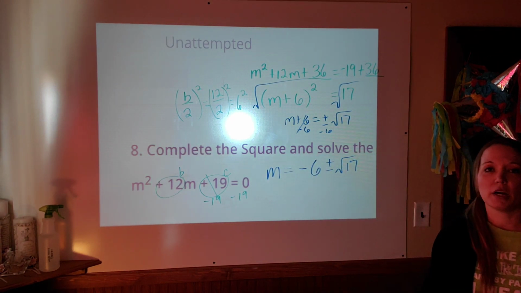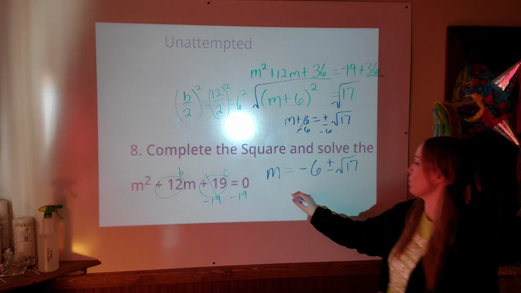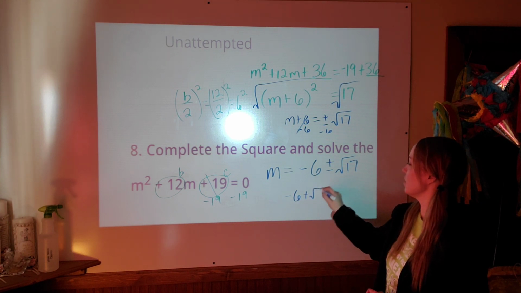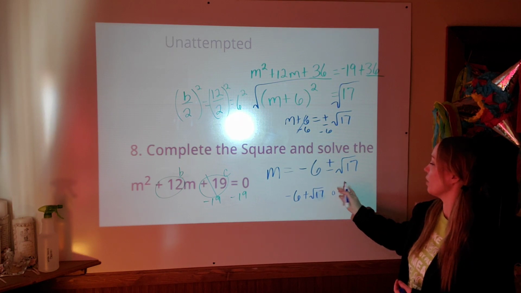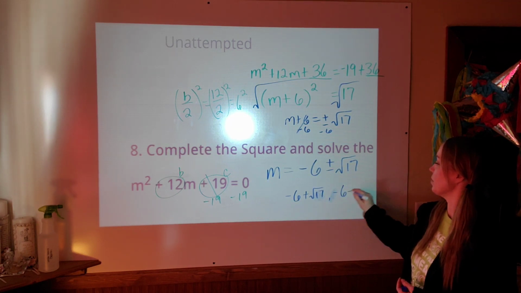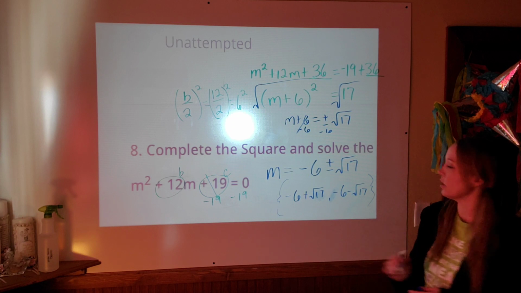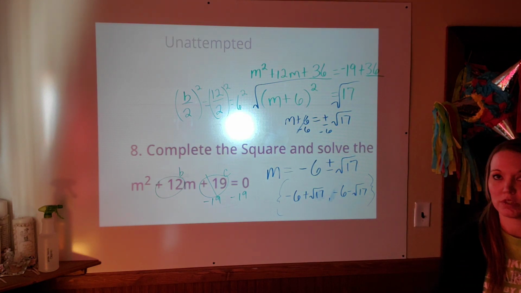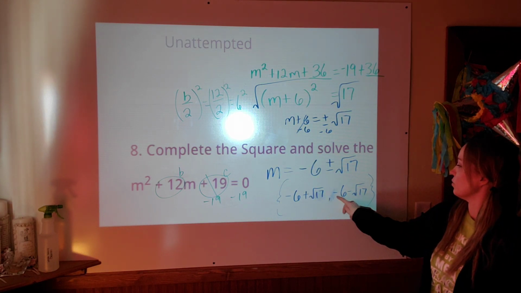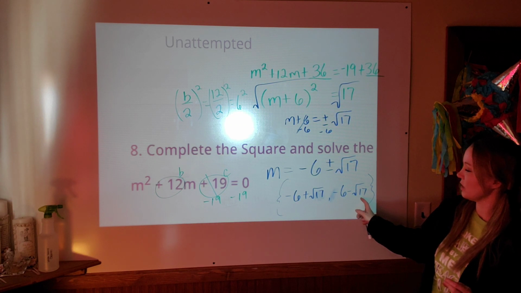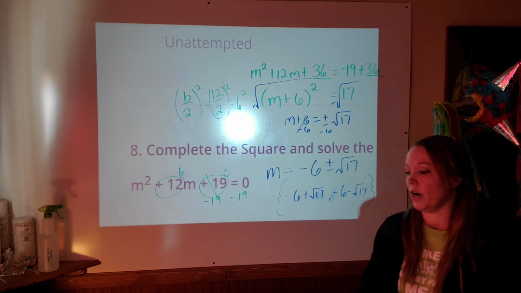You can leave it like that unless it's asking you for the two different answers, like in decimal form, or if they want you to write it in two different ways. It would be negative 6 plus the square root of 17, or negative 6 minus the square root of 17. So that's how you would write it if you had to pull it apart. If you had to do the decimal, then you would do the square root of 17 in your calculator and then subtract 6 from it. Or you would do the square root of 17 in your calculator and then make it negative and then subtract 6. All right, so there's that one.